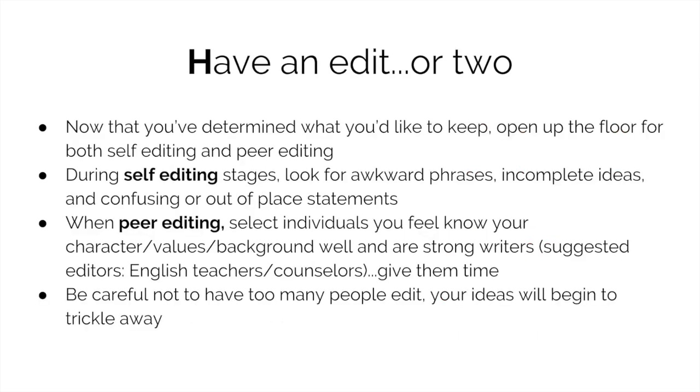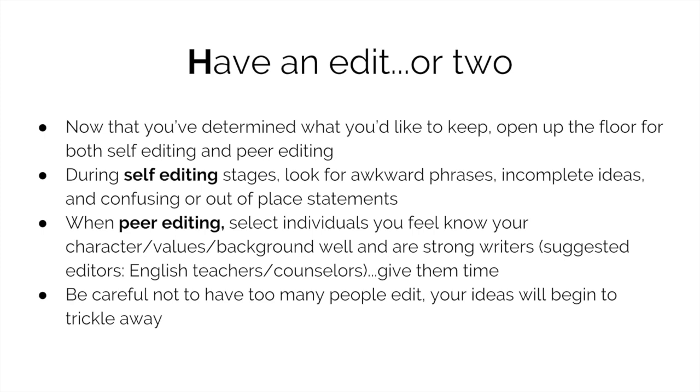All right, so we're going to move on to the next one, which is H, which is have an edit or 2. So now that you've determined what you'd like to keep, open up the floor to both self-editing and peer editing. And it's important that you distinguish beforehand that you want to keep certain things, because when you open the floor up to editing, people are going to give input and they're going to try to change things, and you want to keep the things that really connect and resonate with your bigger picture. So there's two really main types of editing. There's self-editing and peer editing.